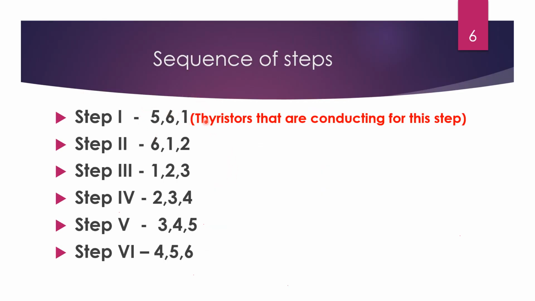So here I have represented the sequential operation of the conduction of thyristors, or the thyristors that are triggered on. From the gate signals for each thyristor, it is understood that for step 1, switches 5, 6 and 1 are turned on. For the next, second step, it is 6, 1, 2. And for the third step, switches 1, 2 and 3 are turned on.